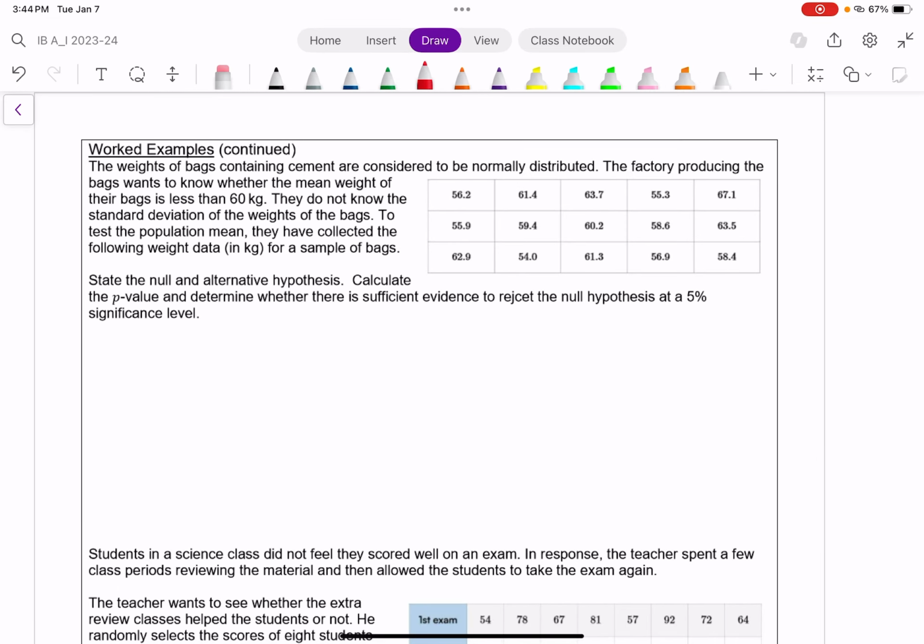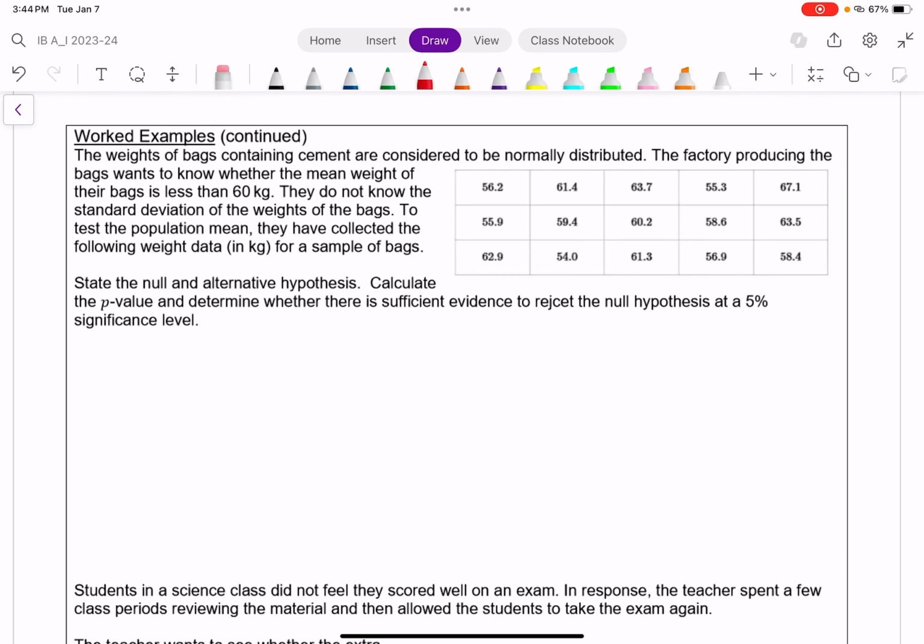And with that said, let's look at this. This will be a question in which we'll use a t-test, because if we look at this question here, we'll see we do not know the standard deviation of the population. So we have here 15 bags of cement, and the factory producing them intends their weight, the mass, to be 60 kilograms. But they do not know the standard deviation of the weights of the bags. So to test the population mean, they have collected these 15 samples. We want to determine if, as it says here, the mean weight is less than 60 kilograms.